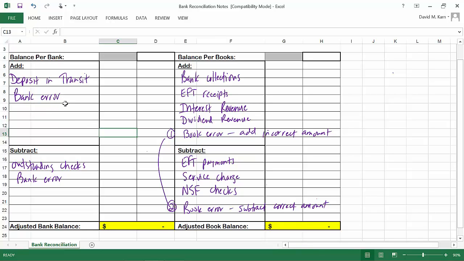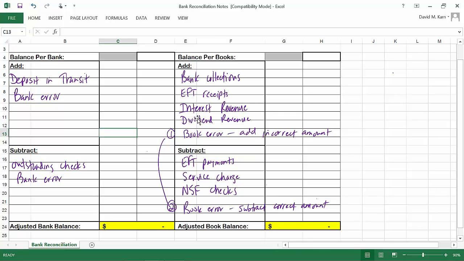Now, if the bank would accidentally subtract money out of your account by mistake, that would be referred to as a bank error, and they would have to add it back in. Another example of a bank error would be if they actually added money into our account by mistake, well, then they would have to subtract it out. So it would just depend on the circumstance whether you would have to add the bank error in or subtract the bank error out. Okay, moving over to the book side, you want to take a look at some basic things here.